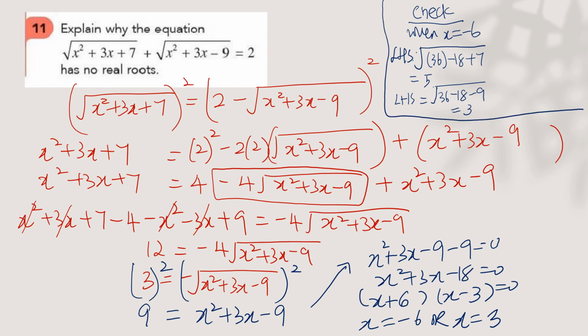So that means both left hand sides add up to be 5 plus 3 equals 8. And then your right hand side you're given is 2. So since left hand side is not equal to right hand side, x equals negative 6 is rejected.